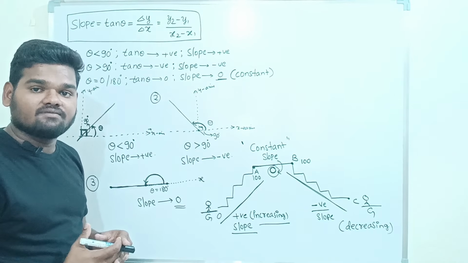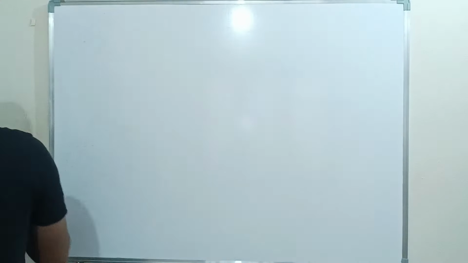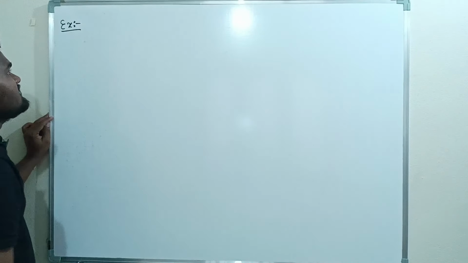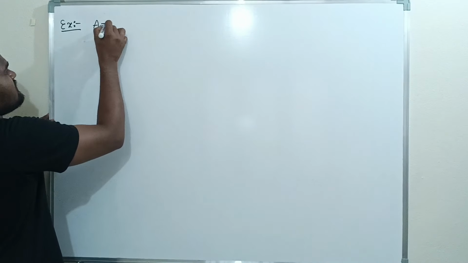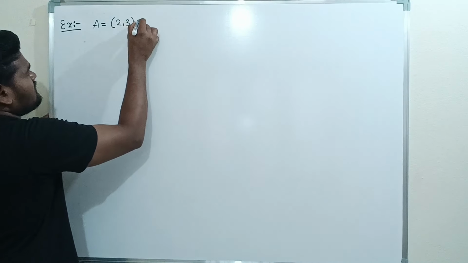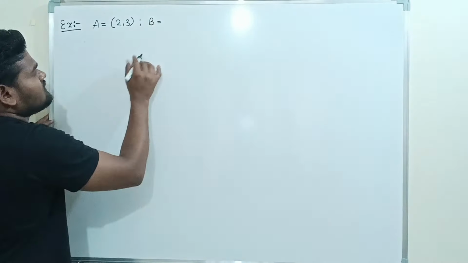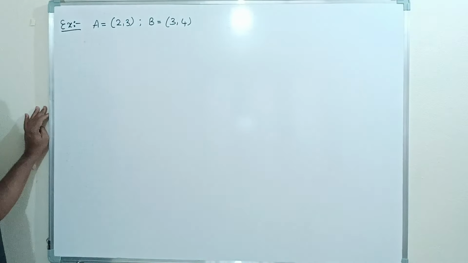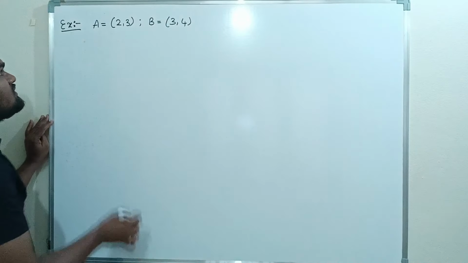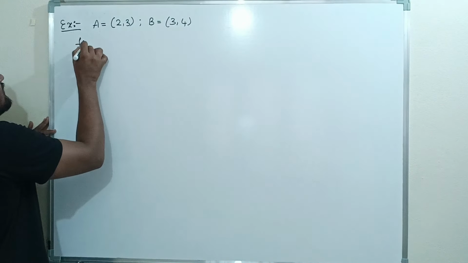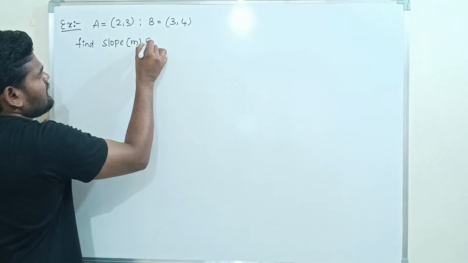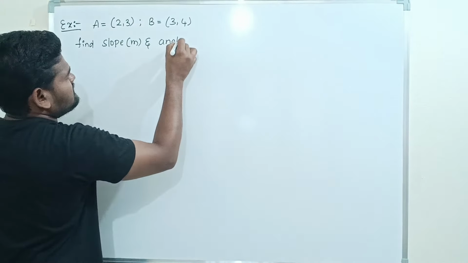Shall we do one problem? Okay. Right. One example problem. The example is A is equal to (2, 3) and B is equal to (3, 4). Find the slope m and angle theta.